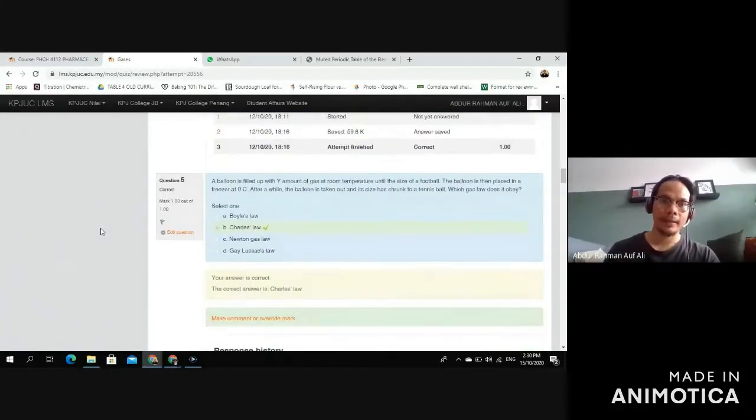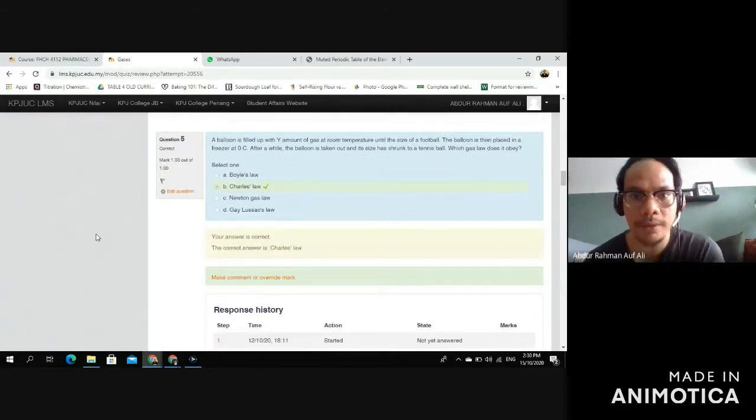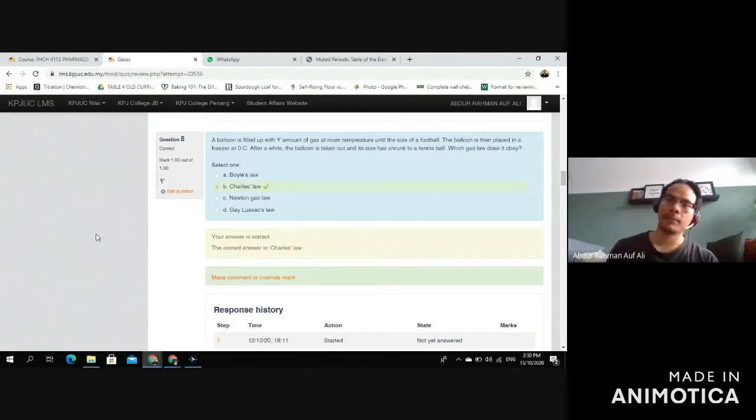Alright. Next question. Question number 5. A balloon is filled up with Y amount of gas at room temperature until the size of a football. The balloon is then placed in a freezer at 0 degrees Celsius. After a while, the balloon is taken out and its size has shrunk to a tennis ball. So which gas law does it obey?